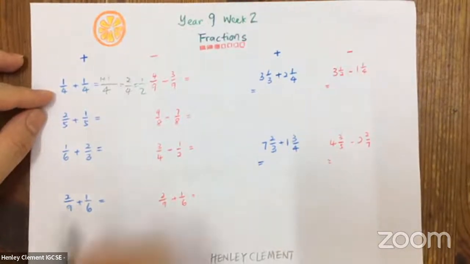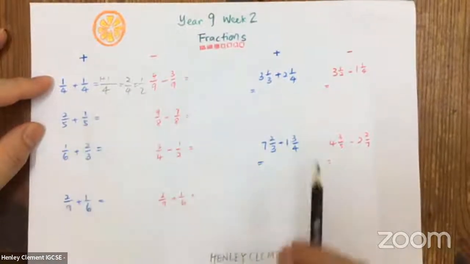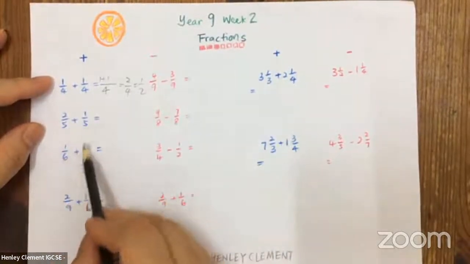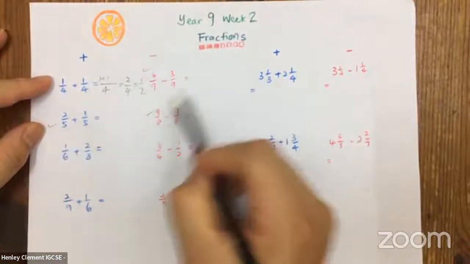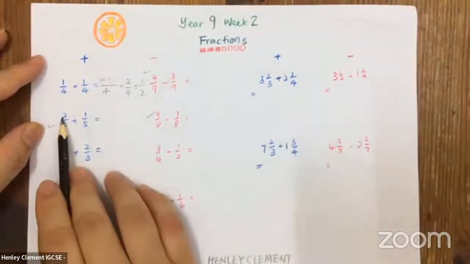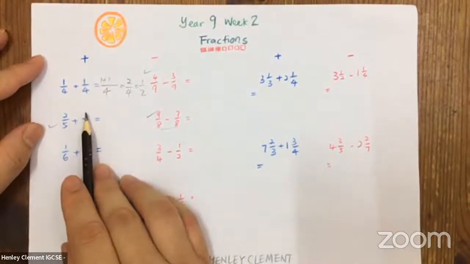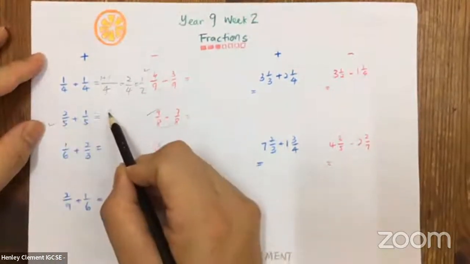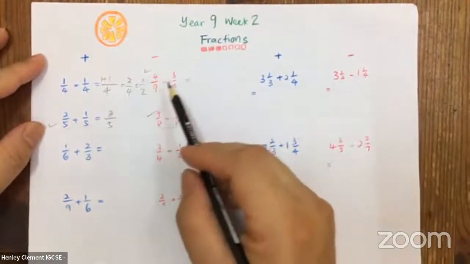Firstly, you need to make sure that the denominator is the same. For all these questions, can you see these are the same, and this is the same, this is the same. For all these 3 questions, we can try easily. If this is 2 pieces out of a 5-piece plate, and then plus 1 piece, this will make 3 pieces out of 5 pieces. Same thing happens with the pizza.